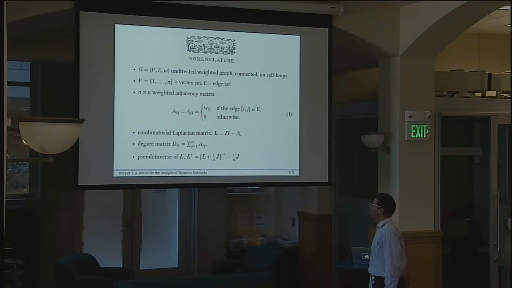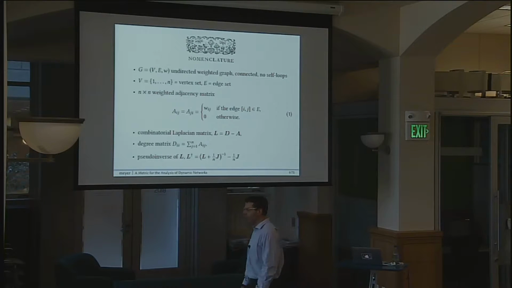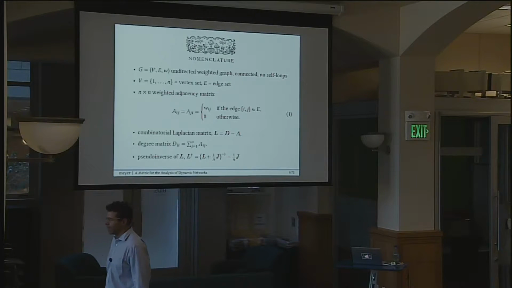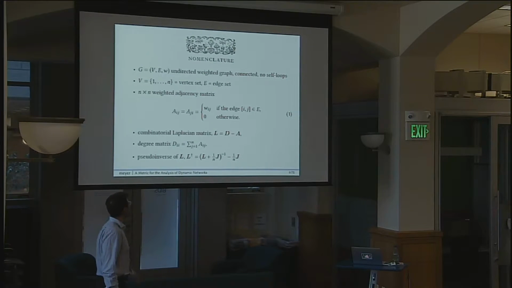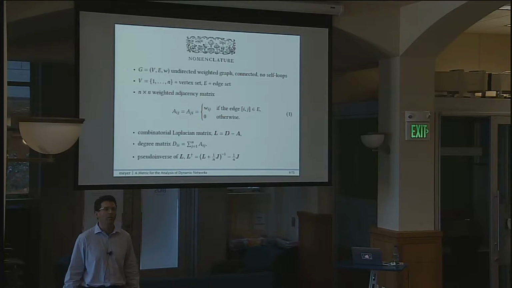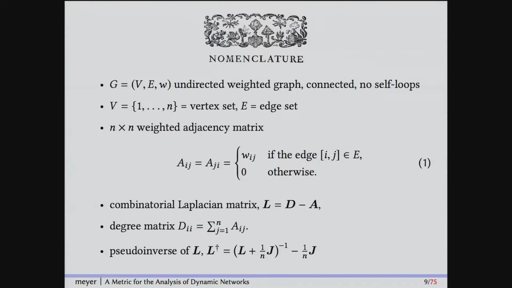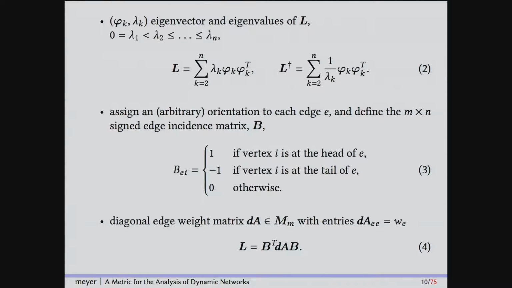And so L is almost non-singular. It has a null space of rank 1. But we can fix it and compute something that's almost quite an inverse. We call that a pseudo-inverse. And we actually have a closed form expression for this. And we'll need this pseudo-inverse, the Moore-Penrose pseudo-inverse, throughout the talk.